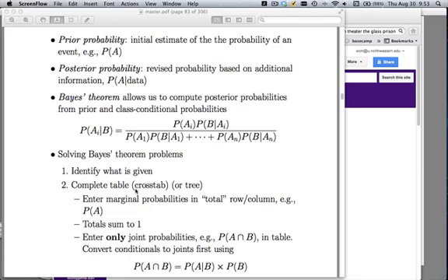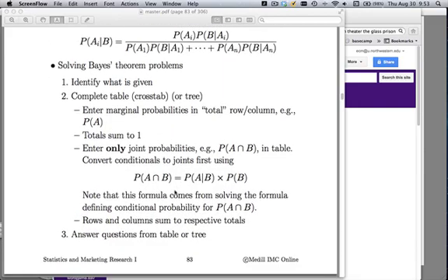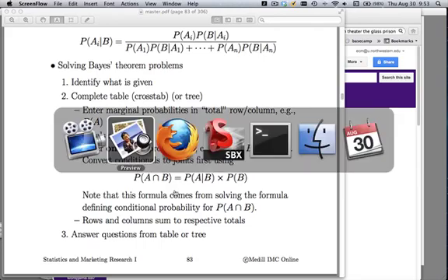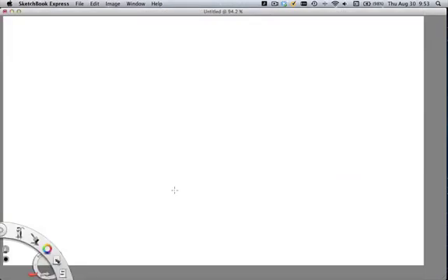To do the tree approach, I'll illustrate it with a problem. So let's go over to the SketchBook Express. The problem that I've chosen for us is 6.18. Let me just read it to you here. There are two locations in the town, north and south, under consideration for a new restaurant. But only one location will actually become available.